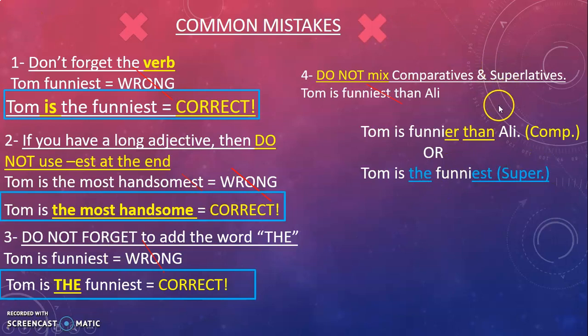So when you have an exercise where they ask you to complete with the comparative or the superlative, you must always look at this word here. If you have than, then you know you need to use the comparative, meaning er, funnier, or more, with a long adjective, for example, more beautiful or more expensive. And if they give you the word the, then you know it's a superlative and you must use an est or the most plus a long adjective.